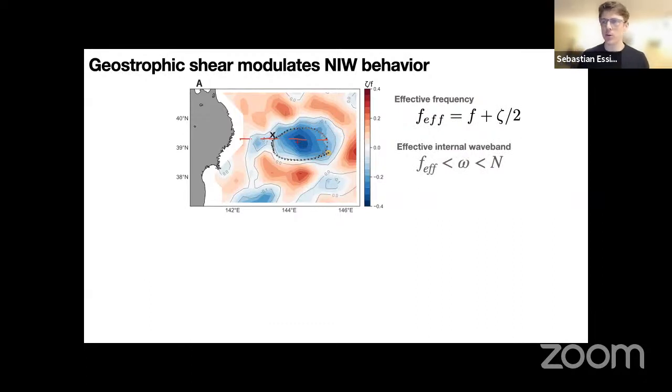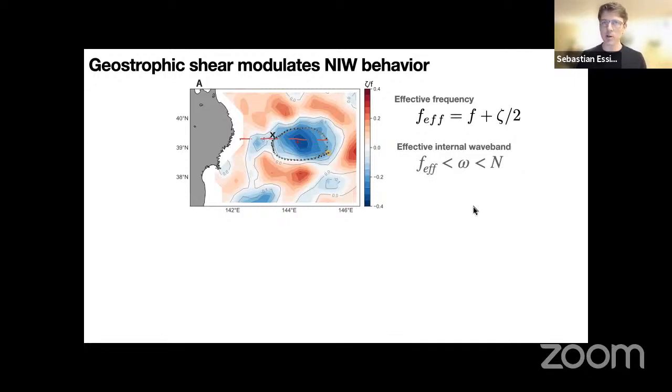The behavior of near-inertial waves, which are generated by storm events in the atmosphere, and geostrophic shear in the background flow has been studied for a long time, and it's well known in theory and observations. The basic idea is that the background shear changes the local frequency to the effective frequency, f effective, which is then lower or higher than the local planetary vorticity. In effect, that means the internal waveband can be broadened by background shear, so that f effective is less than f in these cases.